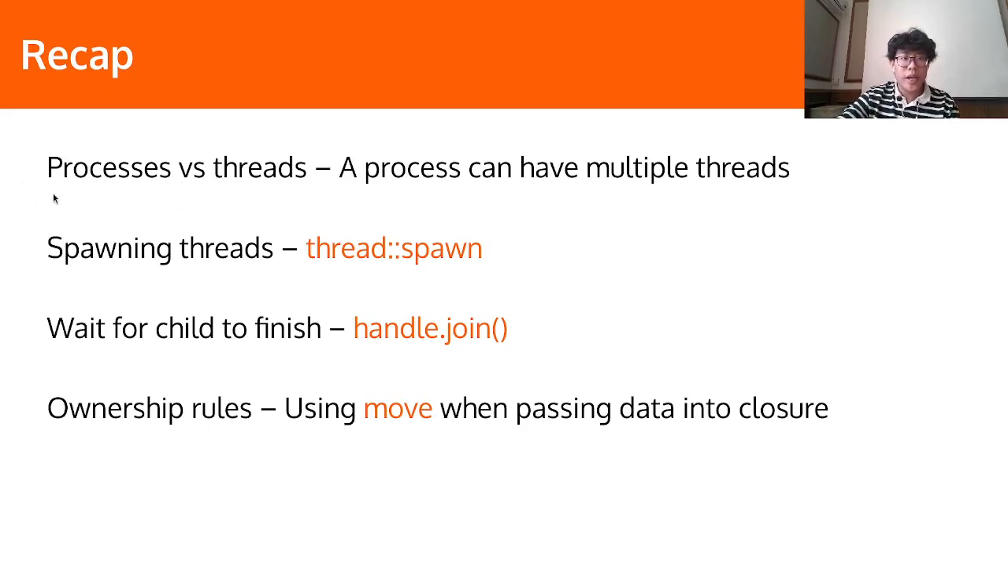So, just to recap, we talked about processes versus threads. A program is one process. Each program can have multiple threads. In Rust, you spawn threads using thread spawn. You wait for the children to finish using handle.join. And then ownership rules: generally, we use move whenever we need to pass data into the closure.